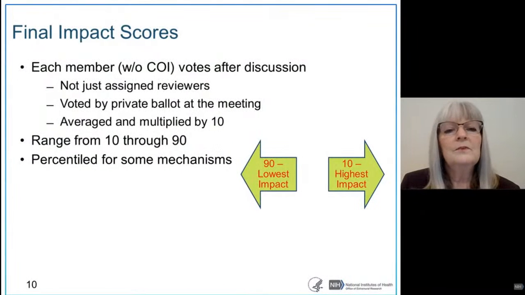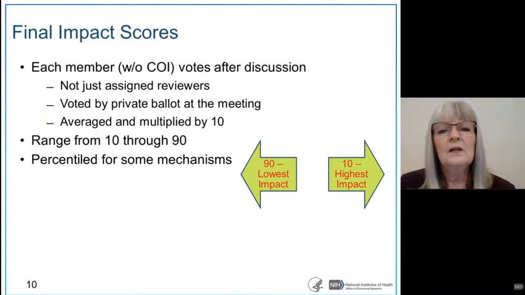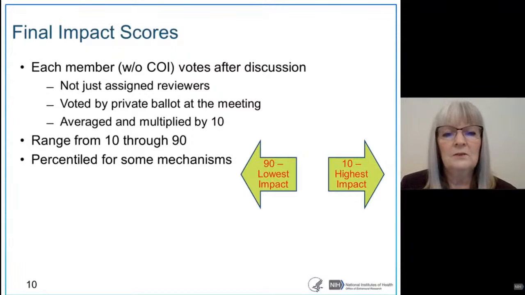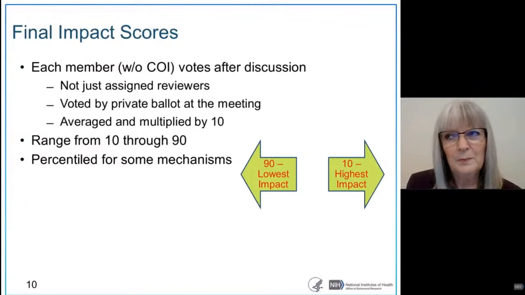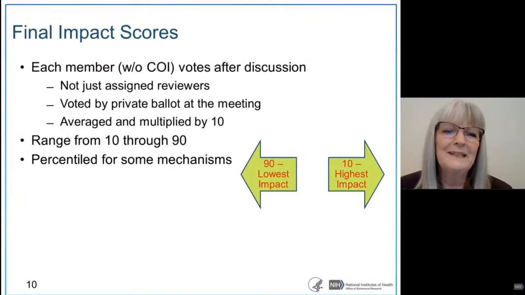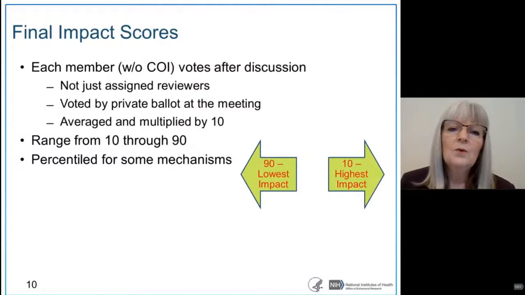Each member of the study section who does not have a conflict of interest votes after the application has been discussed. These are not just the assigned reviewers, and I'll explain who those people are in just a minute. Every member votes by private ballot at the meeting. Those votes are averaged and multiplied by 10, so the final impact scores range from 10 through 90.